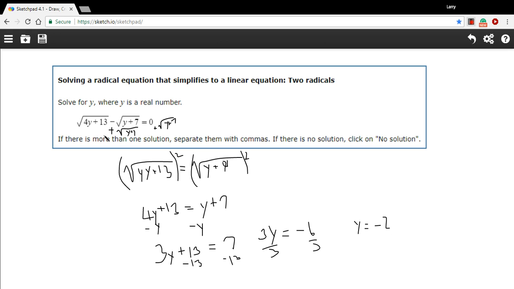So let's go back and check if we put a negative 2 in here. This would be negative 8 plus 13. That would be the square root of 5 minus, and negative 2 plus 7, that's 5, so square root of 5 equals 0. So we'd get the square root of 5 minus the square root of 5 equals 0. No problems with that. So it looks like y equals negative 2 is a solution to this radical equation.